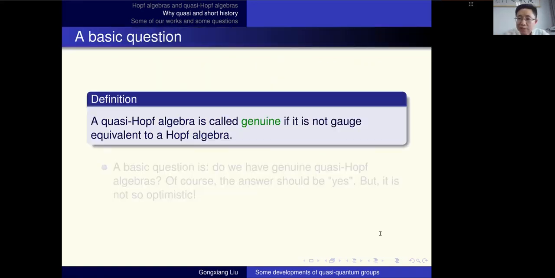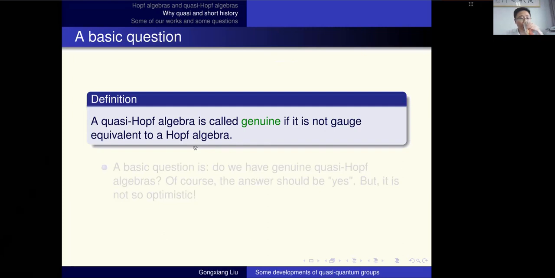Okay, in order to introduce the development of quasi-Hopf algebras, we want to introduce the second very crucial concept in the study of quasi-Hopf algebra. This concept is called genuine. We call a quasi-Hopf algebra genuine if it is not gauge equivalent to a Hopf algebra. It's a very natural concept because if it is gauge equivalent to a Hopf algebra, we can reduce the study of quasi-Hopf algebra to Hopf algebra.